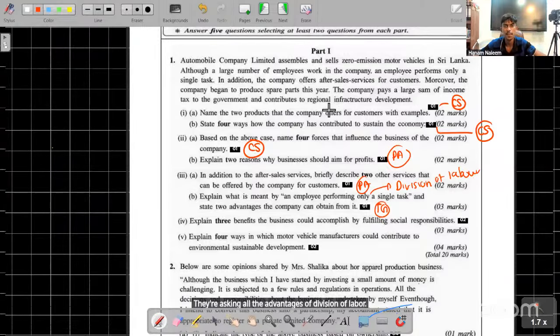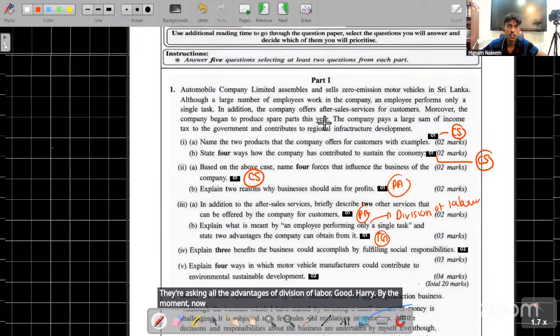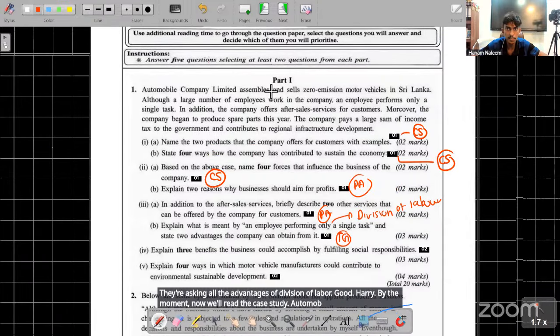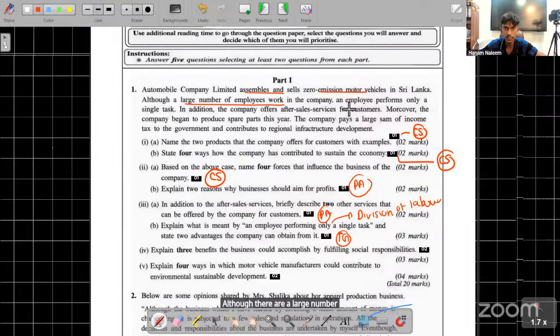Good. Well, now we'll read the case study. Automobile Company Limited assembles and sells zero emission motor vehicles in Sri Lanka. So assembles and sells, just producing here. Although a large number of employees work in the company, an employee performs only one single task.